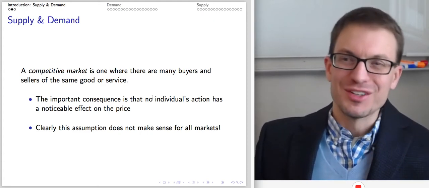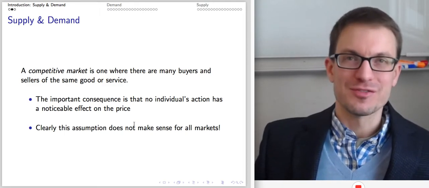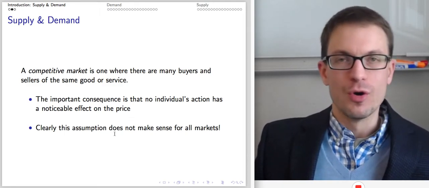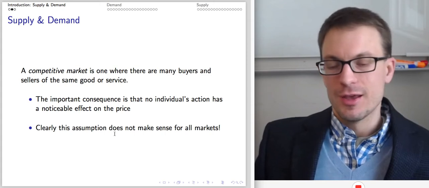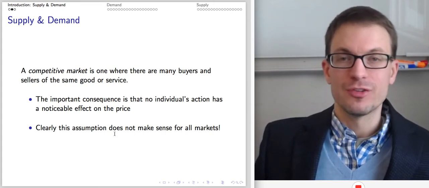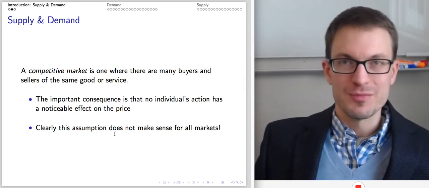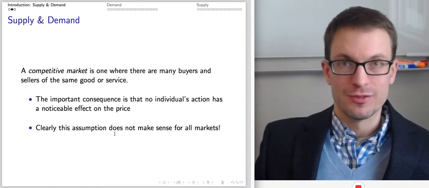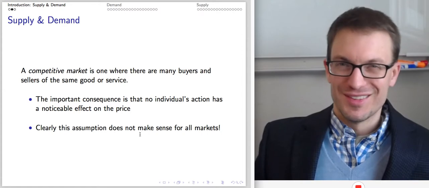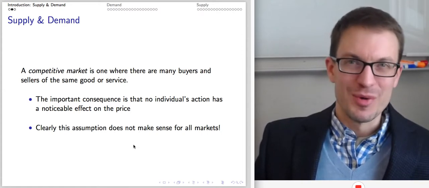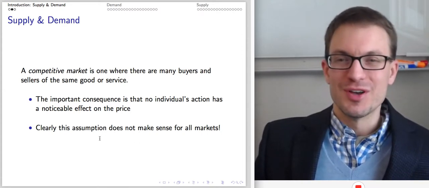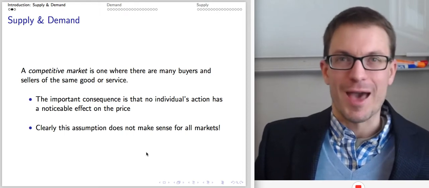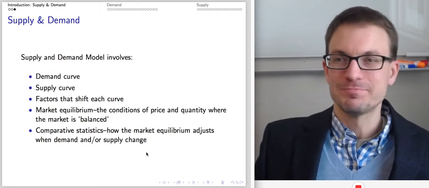And clearly this assumption does not make sense for all markets. And one of the important goals of studying introductory level economics is to introduce the role of assumptions in our thinking and in our framework. So in economics, we try to make this very explicit. There are assumptions in every discipline and every way of thinking. We're not always so good at making clear what those assumptions are and what happens when we relax them.